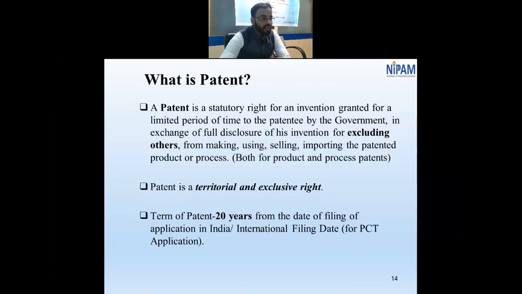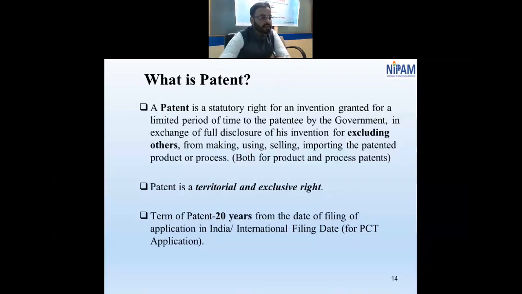What does it mean? It means the inventor of a particular invention has to first disclose his complete invention in front of the patent office. Only then will he be provided with a limited period statutory right. This limited period in case of patents is 20 years from the date of filing.